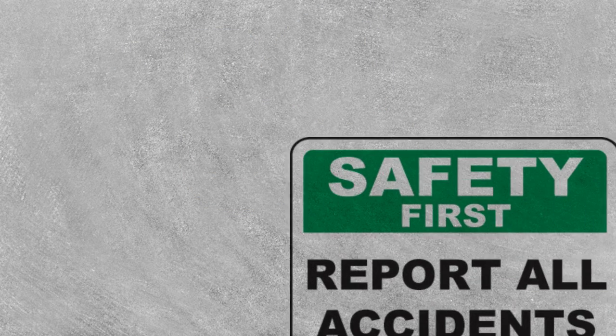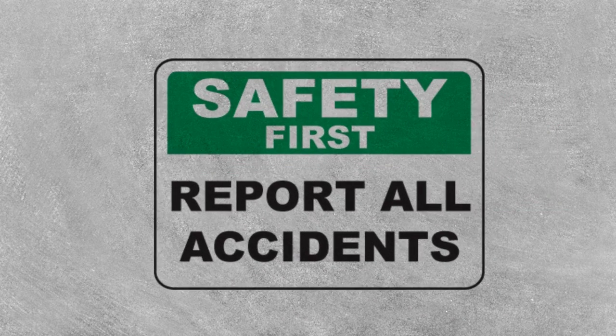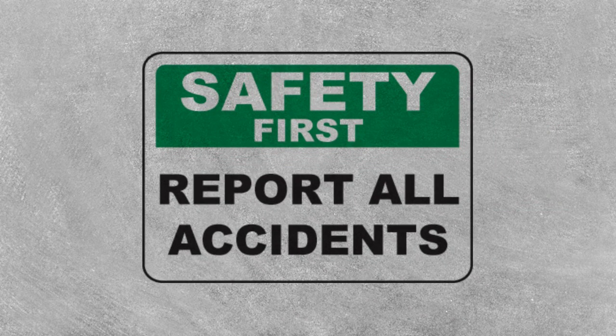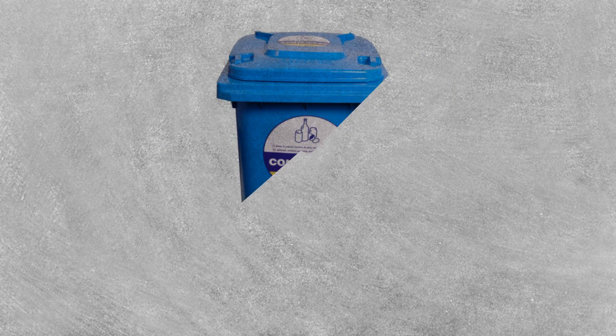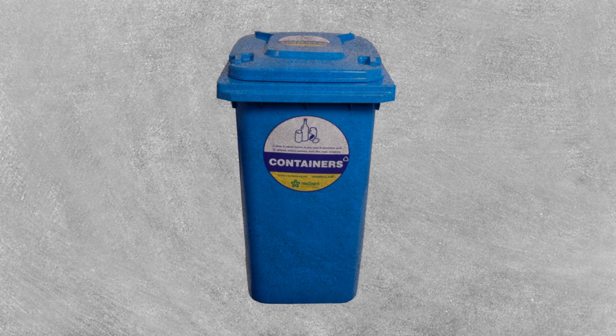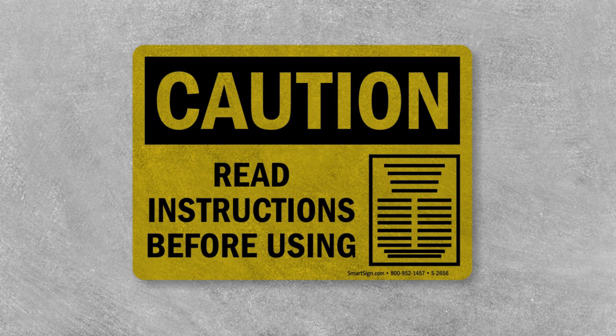Some other things that are good to do: if you have an accident in the lab or an injury, or you have an incorrect procedure that was involved, it's important to report those. If you have any broken glass, there should be a container to put all broken glass. When you're disposing of chemicals, you need to follow the instructions on the bottle.